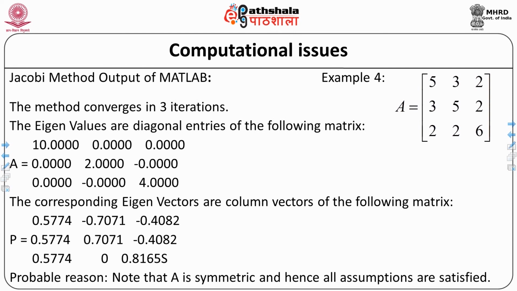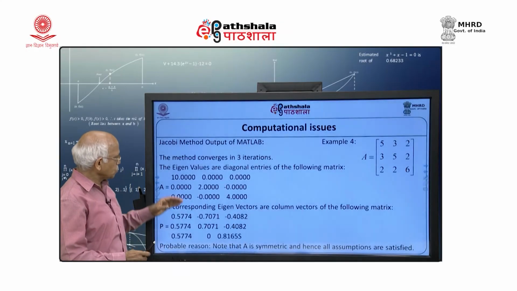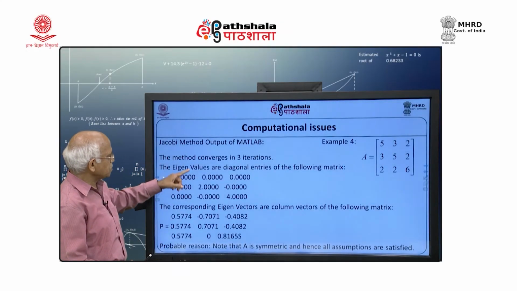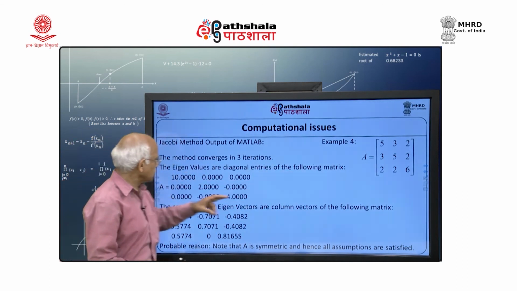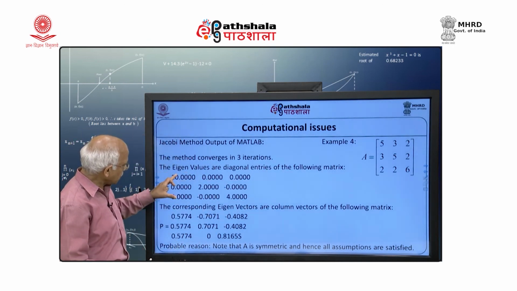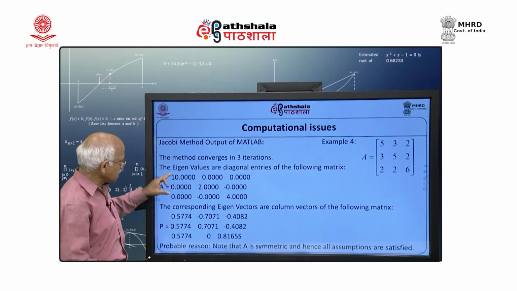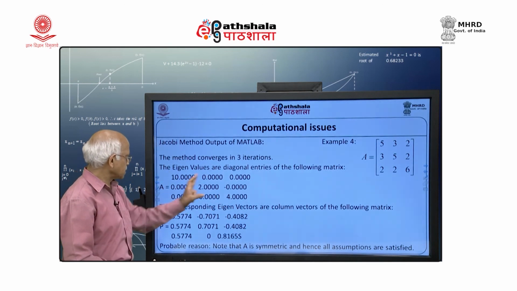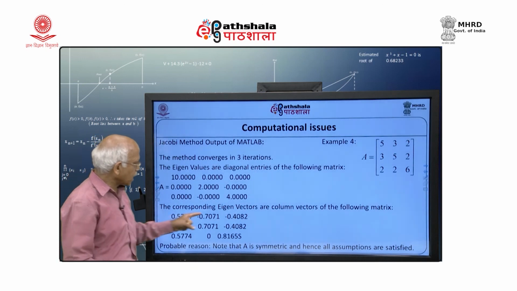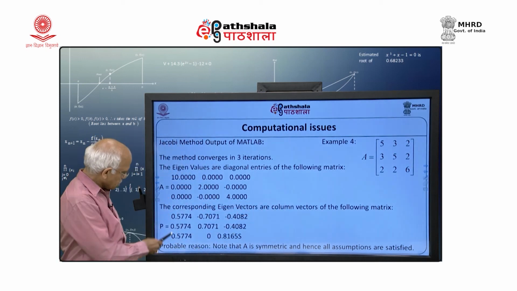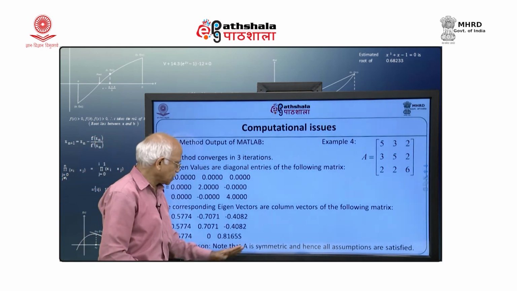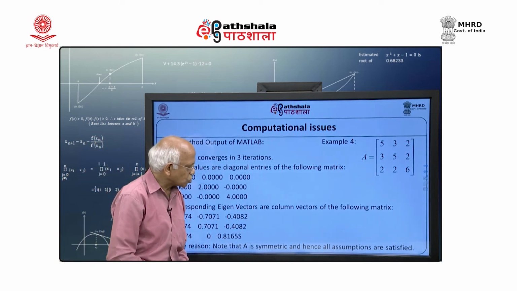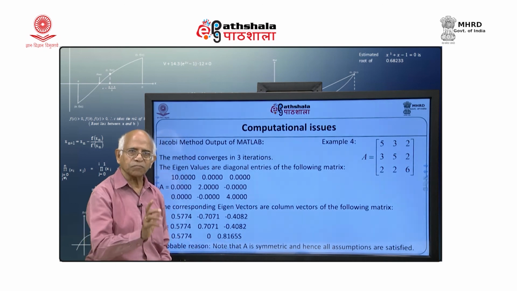So only example 4 we are considering, and when you apply the Jacobi method, the eigenvalues are the diagonal entries. So 10, 2 and 4 are the diagonal entries, and that is what I get here, and the corresponding eigenvectors are this and this. The probable reason is that A is symmetric, and hence all the assumptions are satisfied, and therefore the method works.